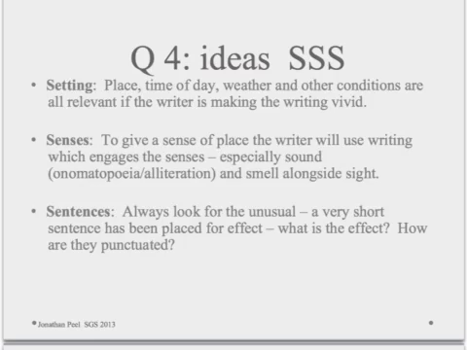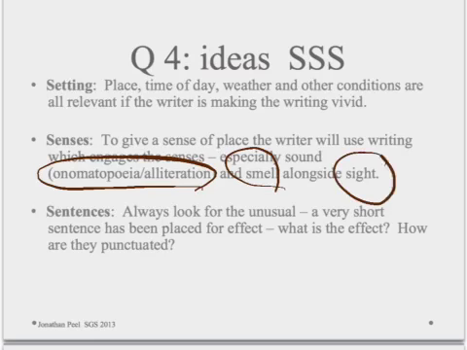Senses. Any writer trying to engage us, particularly in travel writing, will be using our senses. Therefore, we are looking for writing which engages the senses. Look for onomatopoeia, look for alliteration when we're looking at sound. Look for people writing about smell. Look for people describing a place in such a way that our sight is being called upon to be used.